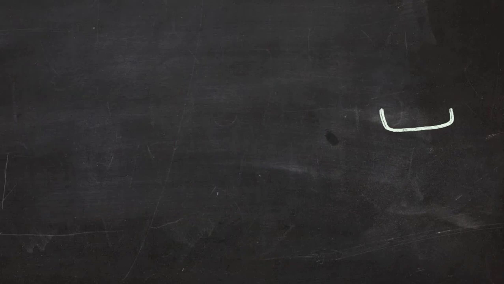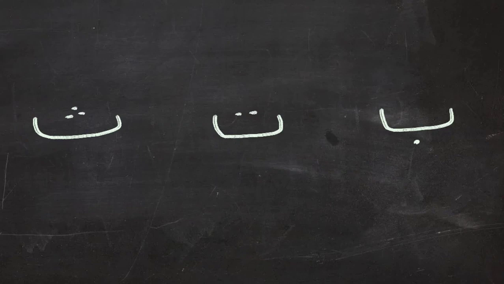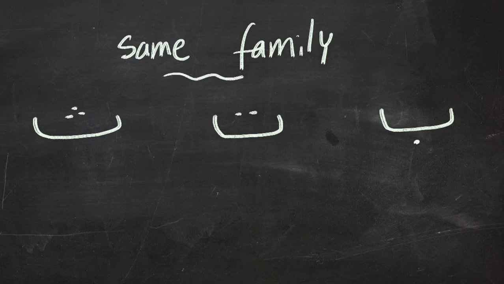So, what is the story with these 3 letters? You can say that these 3 letters belong to the same family. They look exactly the same, they behave exactly the same in the word, with the exception of the dots under or above, or 2 or 3 dots. So that is the only difference.